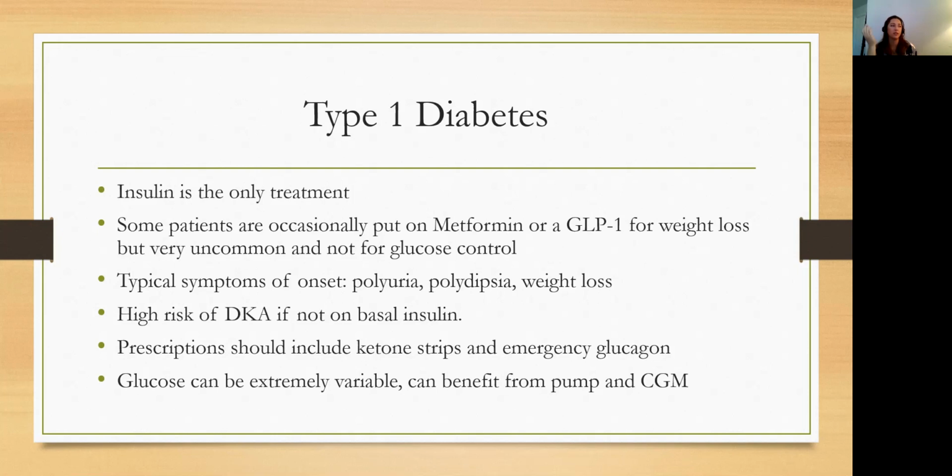So even when a patient's in the hospital and they're really, really sick, we'll still give them like 2 units of Lantus just to make sure that they always have basal insulin on board because they're not making any at all and they can easily go into DKA.